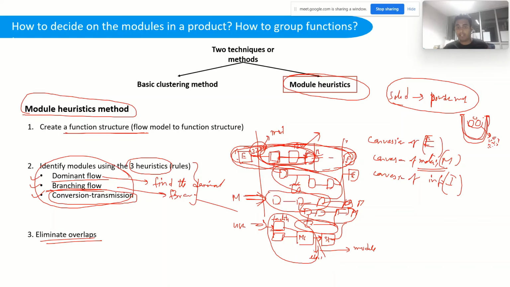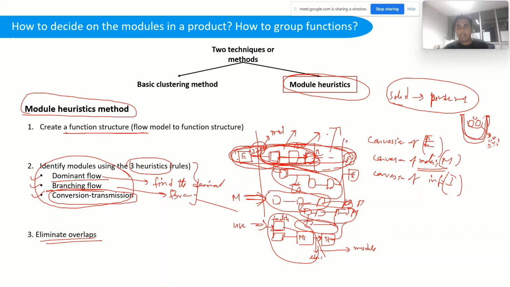For example, here you can see when I say dominant flow, the dominant flow as well as the conversion transmission of energy overlaps. So in those cases you can choose either this as a module, or you can consider the entire thing as one module.